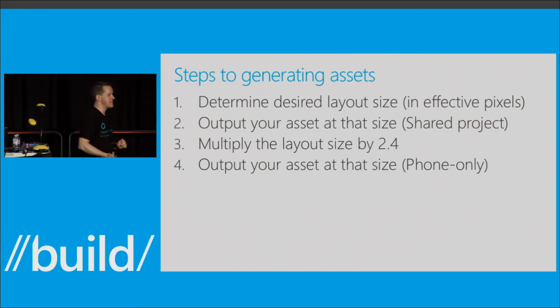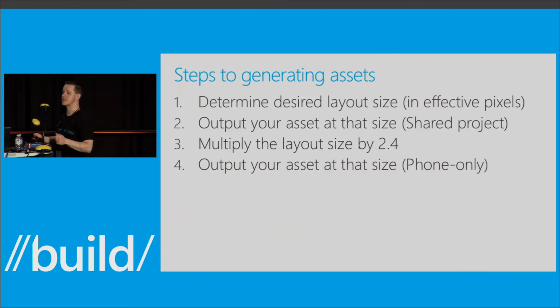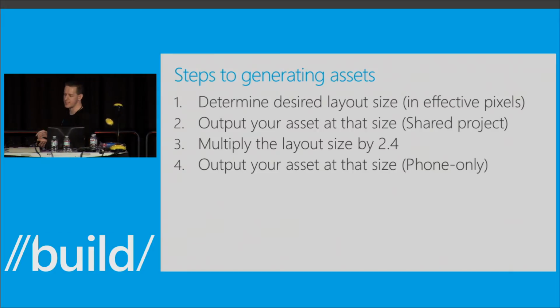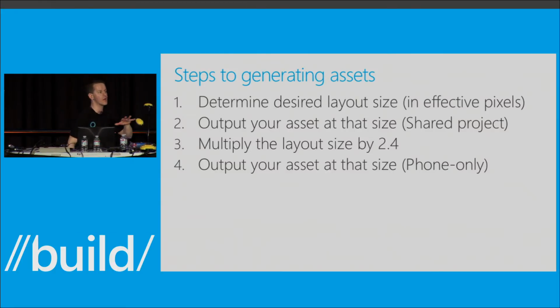Output that asset, and that asset goes into your phone-specific project. Because Windows, at this point in time, hardware doesn't go that high. Right? We have these super dense 1080p phones, but most PCs aren't quite that dense right now. So for now, only Windows Phone goes this high.